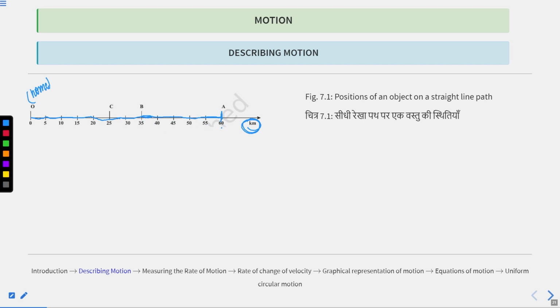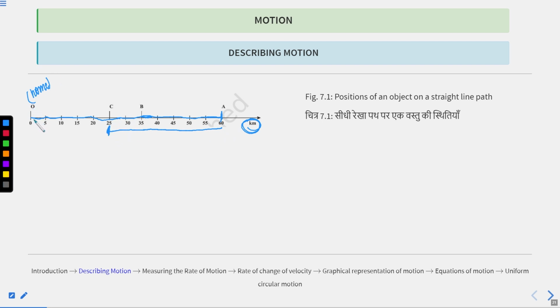Now your father takes a U-turn and starts returning back to the home. You first reach this B point, which is 35 kilometers from the 0, and your father stops at C point, which is 25 kilometers away from home. Clear, class? So this is the condition.